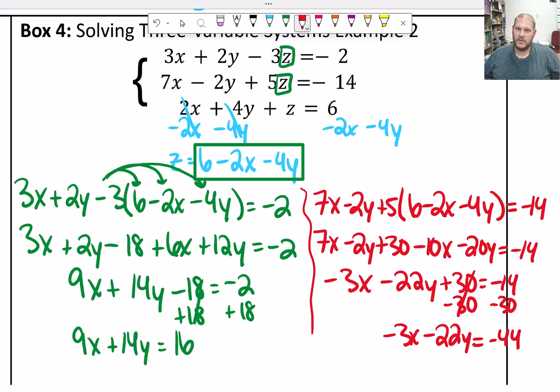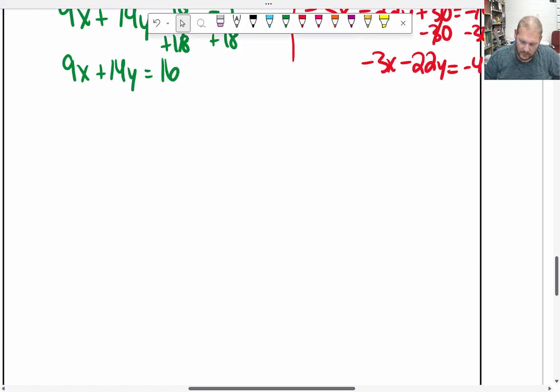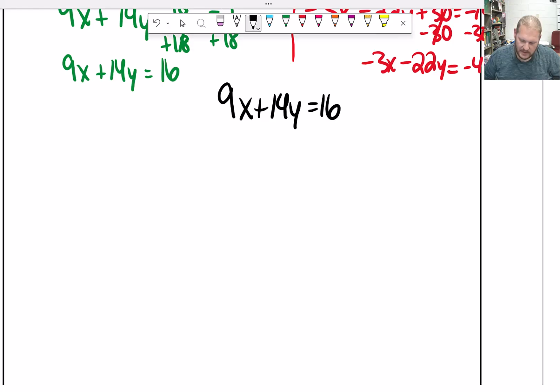Right? I've got an equation that's just x and y, and an equation that's just x and y. So from here, it is the same no matter which of my methods I'm using. Right? This is just what the beginning steps look like if you're going to solve by substitution. If you're solving by elimination, then you pick out your eliminator, pair it up with the other two to cancel out whatever variable you're canceling out. Right? But now that this is a 2 by 2, from here, it is the same thing we did on the front side. All right, so I'm going to rewrite these down below here so that I can solve this using a regular 2 by 2 method. So 9x plus 14y equals 16, and negative 3x minus 22y equals negative 44.